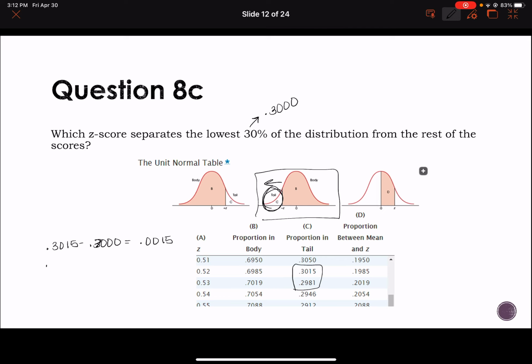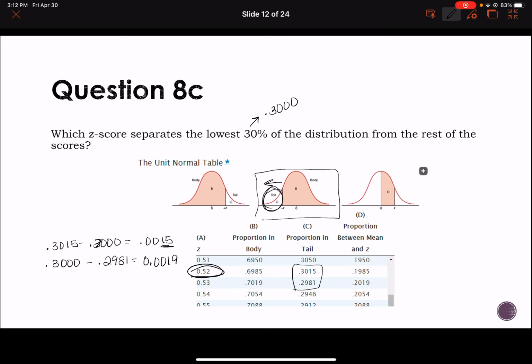And then we're going to do 0.3000 minus 0.2981. And when we do that subtraction, 0.3 minus 0.2981, we're going to get 0.0019. 15 is smaller than 19, so we are going to use this guy right here.